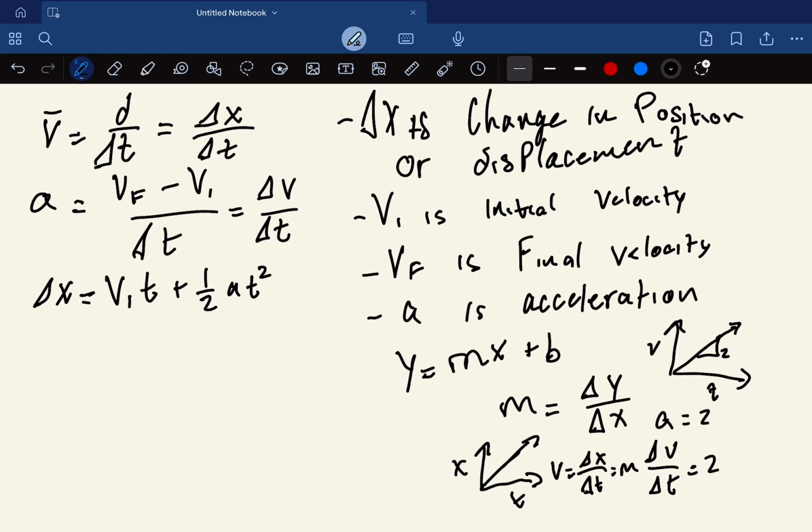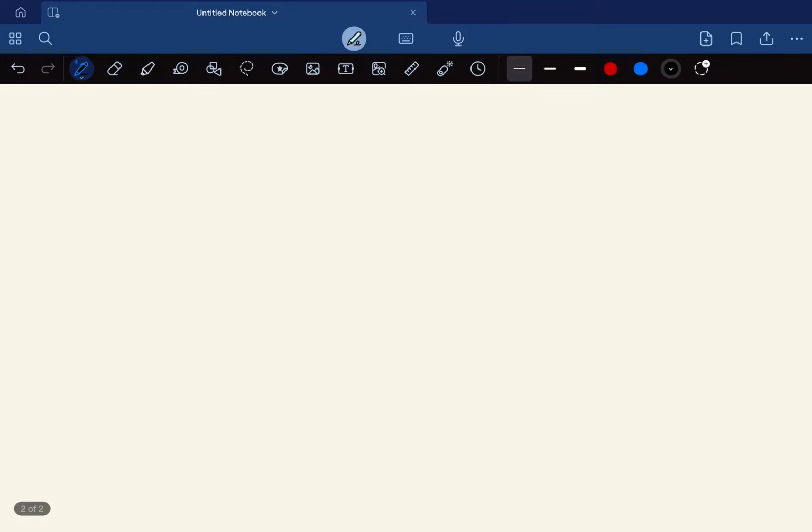So if we are not given time in our directions, then we could use the last equation that we'll be going over, which is VF squared equals VI squared plus 2A delta x. This equation relates the final velocity, the initial velocity, the acceleration, and the distance traveled. So how do we derive these last two equations?